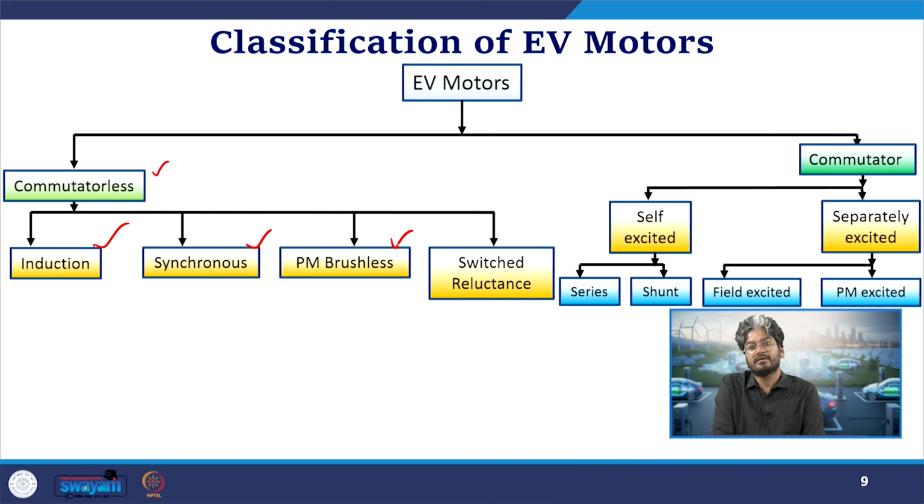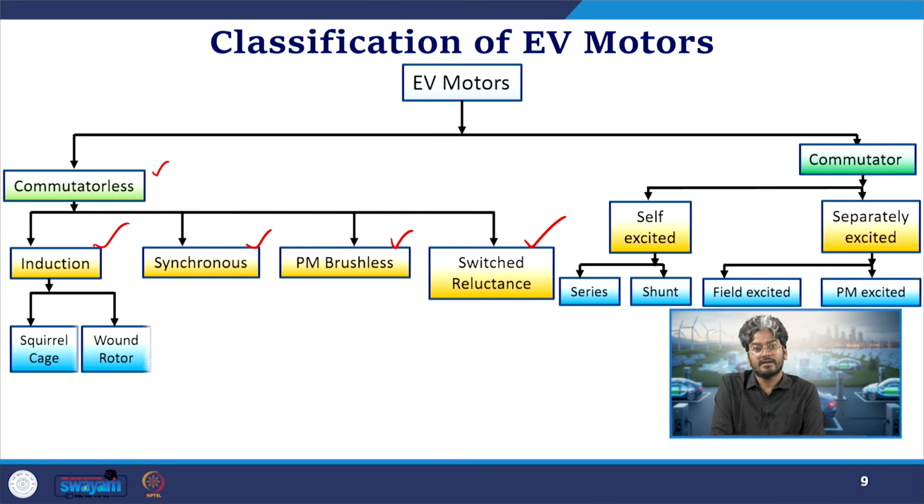Brushless, permanent magnet brushless motors. Switched reluctance motor. Then inside the induction machine we have squirrel cage and wound rotor type, the two different types of induction machines. We will see which one will be used in our electric vehicles in the next slide.